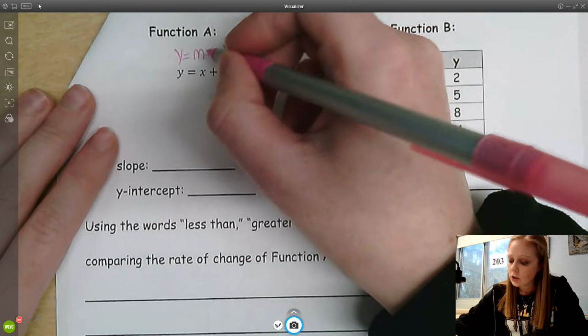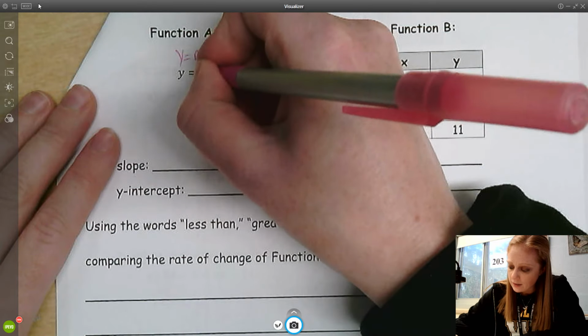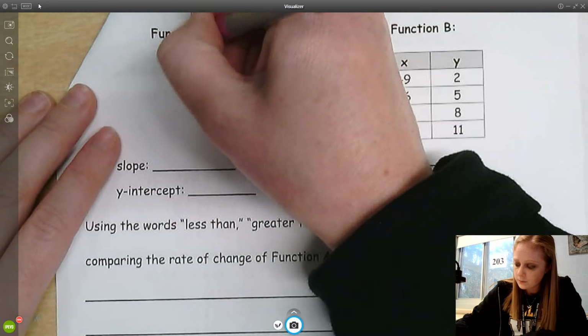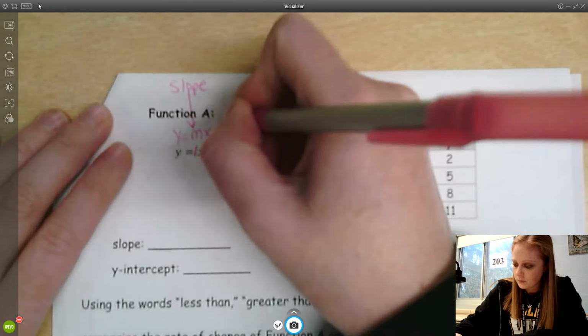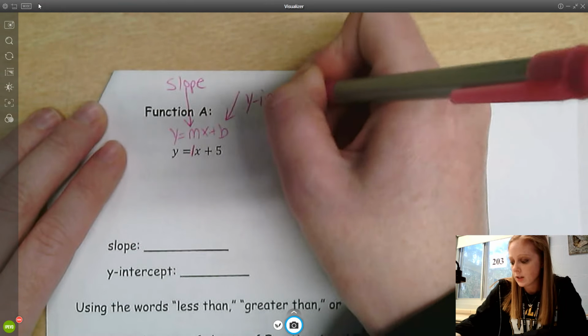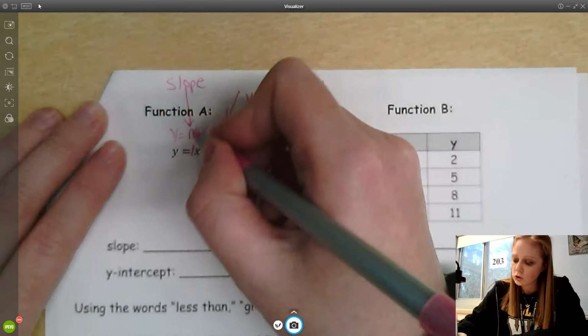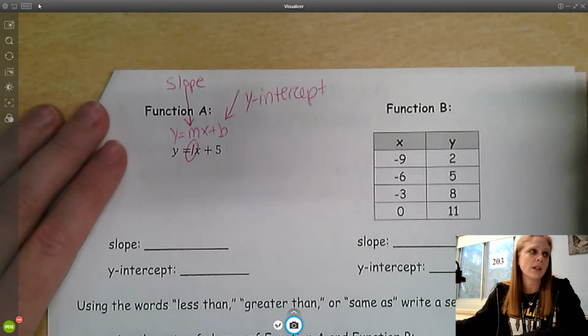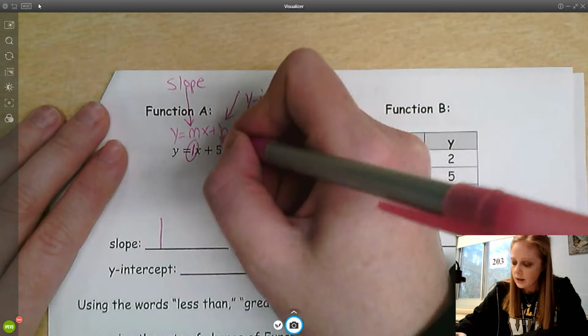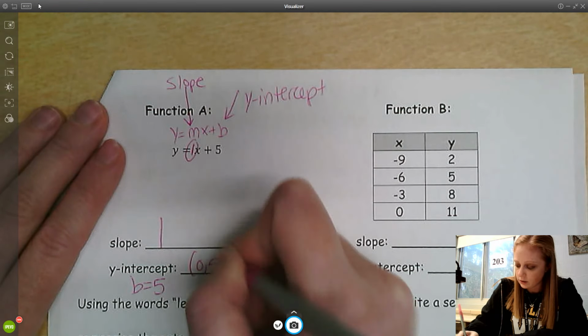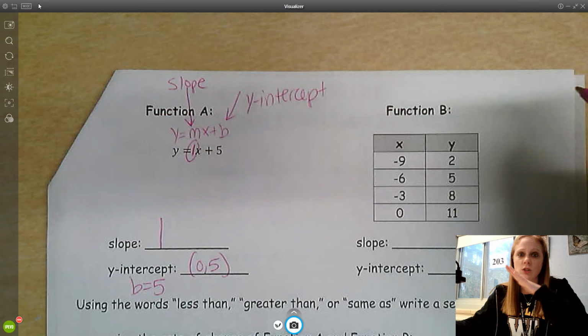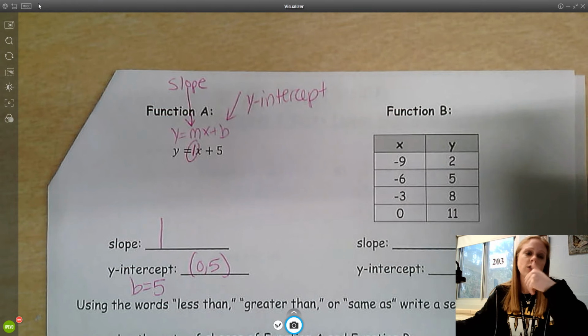So looking at our formula, y equals mx plus b, the m is the slope, and the b is the y-intercept. So our slope is our number in front of the x. So here our slope is 1. And our y-intercept, well, if our b is 5, that means it goes through the point (0, 5), because the x is always 0 in the y-intercept.